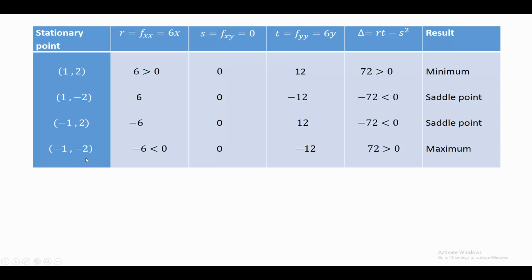And at point (-1, -2), delta equals minus 6 into minus 12, which is plus 72. This is positive, delta positive, R negative. So the function is maximum at point (-1, -2).